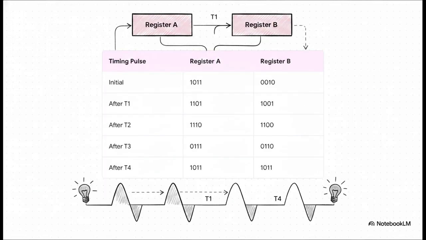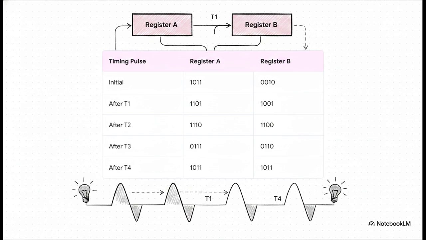Okay, let's break down a classic serial transfer numerical example. Say we want to copy data from register A, which is holding 1011, into register B, which starts with 0010. We wire the output of A into the input of B, and we also loop A's output back into its own input, so we don't accidentally lose our original data.